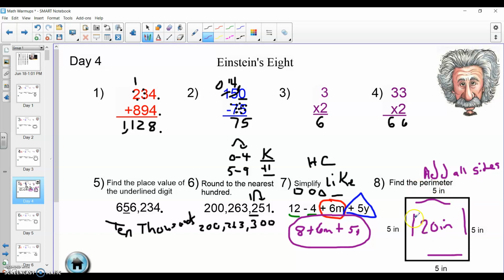Now, when you get better at this, you can go, oh, okay, I have 5 inches, and then I have how many sides? 1, 2, 3, 4. 5 times 4 will give you 20 inches. 20 inches is your answer. Any questions? All right, that completes the warm-ups for today.